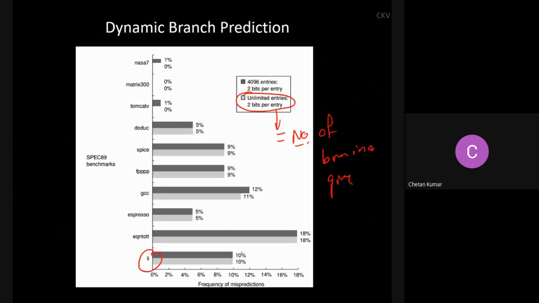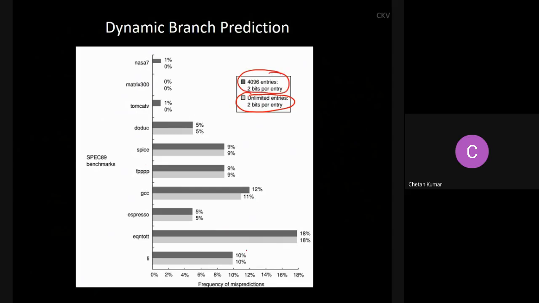Let's say this application you take. So here, let's say I have maybe 20,000 branches, and here I might have 40,000 branches, just for an example. So it basically means that whenever they test this application, they implement a table which has 40,000 entries. Whenever they implement this application, they have a branch history table which has 20,000 entries. Just for an example, I'm giving these numbers. So when they actually tested it, they found out that having unlimited entries is as good as having 4096 entries.